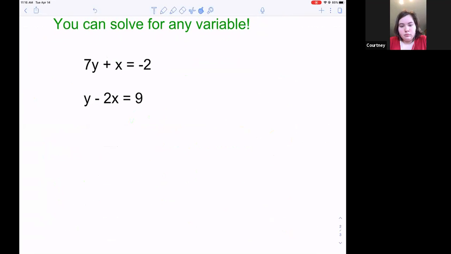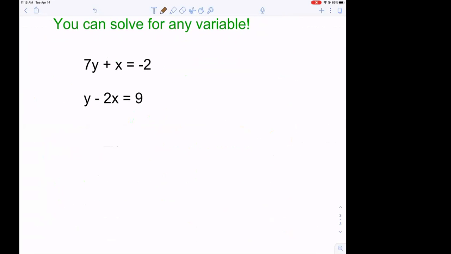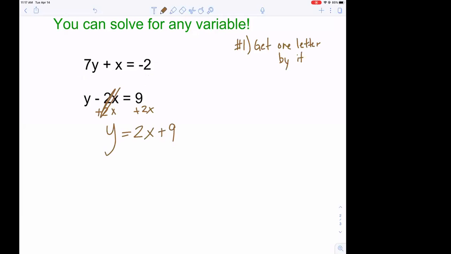So this one right here, notice no letters are by themselves. Here we have 7y plus x equals -2, and we have y minus 2x equals 9. You could subtract the 7y from both sides to get the x by itself, or we could add the 2x and get the y by itself. I'm going to do that just so you guys can see one where I've got the y by itself instead of the x, because that was what it was last time. Now you could have 9 plus 2x instead of 2x plus 9. That's the same thing. But basically when you're doing substitution, step 1 is always to get one letter by itself. I skipped that step last time because there was already a letter by itself.